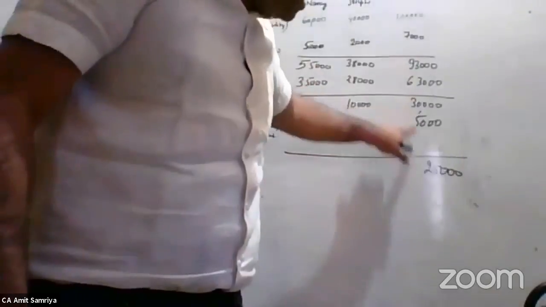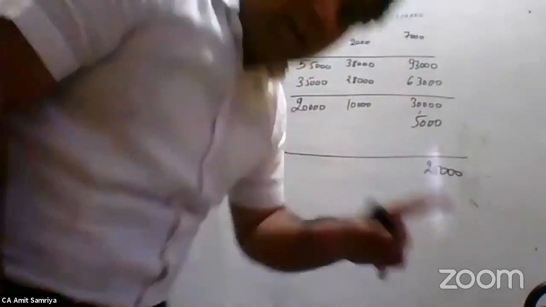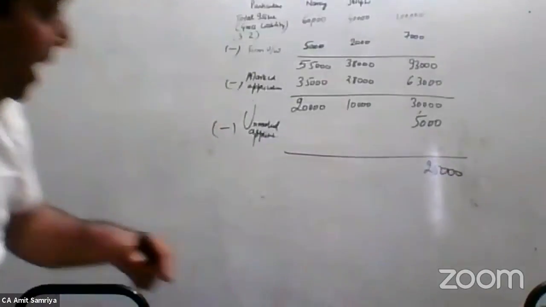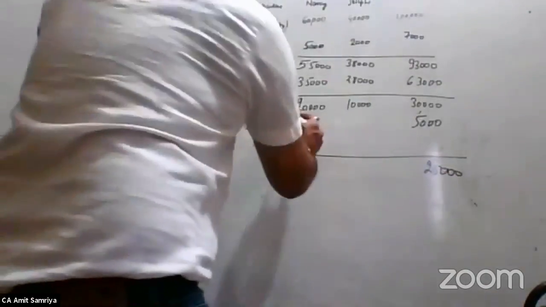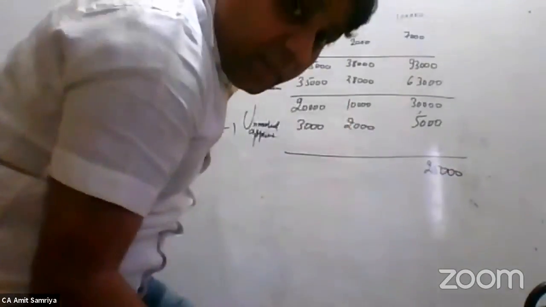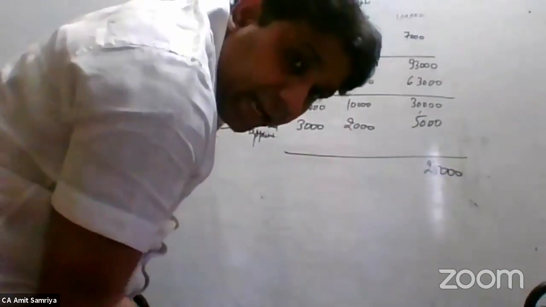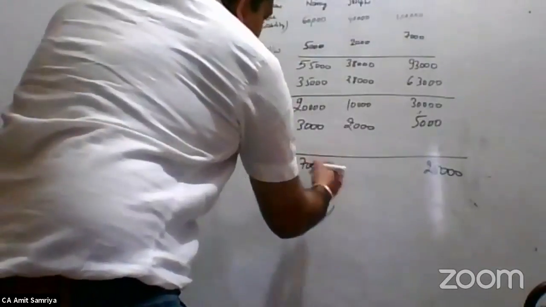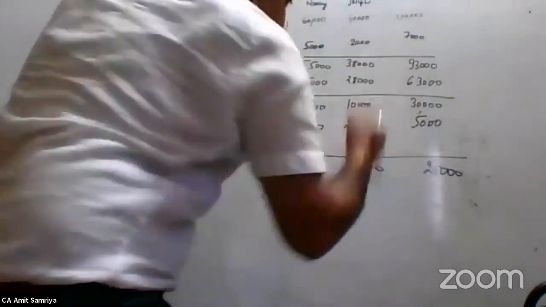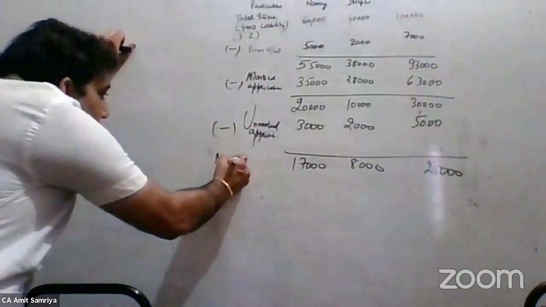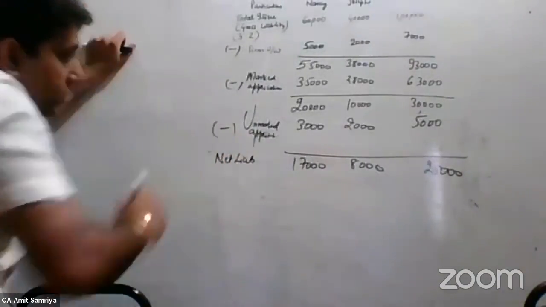No, underwriters are liable only for 25,000 shares. So the benefit of unmarked application is also given to underwriters. And it is given in the ratio of their gross liability, that is 3,000 and 2,000. If some ratio is mentioned in the problem, then you can take that ratio, otherwise gross liability ratio. Now Nancy is liable for 17,000 shares and Joseph is liable for 8,000 shares. This is called the net liability of Nancy and Joseph.